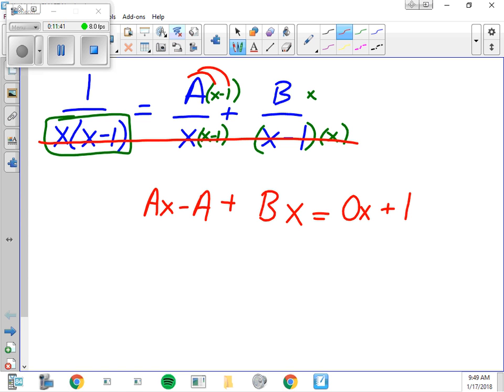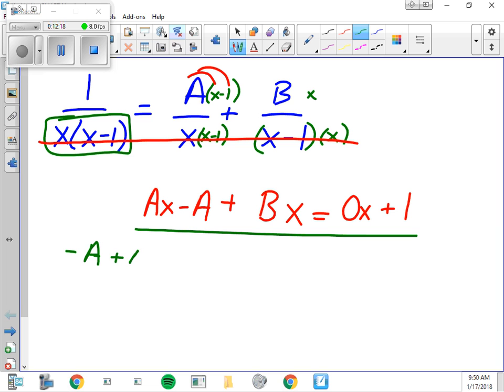Now, I have two variables, which means I have to have two equations. Okay? I will have a constant equation and an x equation. Right? I have a's and b's, and I have constants and variables. So let's look at the constants. Which part of this equation deals with constants? The negative a. So I'm going to write two new equations. Negative a. How many constant b's do I have? None. So I'm going to put plus 0b equals 1.